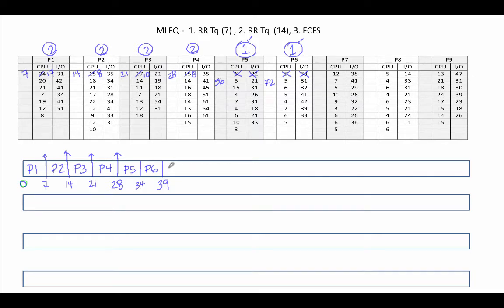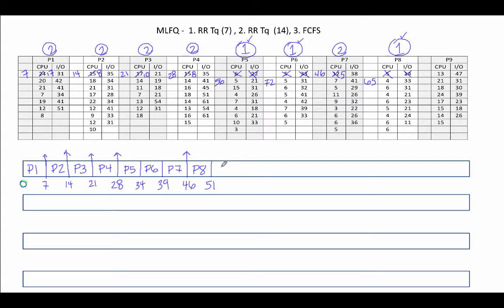P7 has a CPU burst of 12, so P7 will be able to get 7 time units of its 12 time unit CPU burst. So it will be preempted at time 46, and it will be downgraded to a level 2. We'll have a new arrival time at time 46, and we'll have 5 time units left of its original CPU burst. P8 has a CPU burst of 5, so P8 will go until time 51. Will remain a level 1, and we'll go out to I/O for 14 time units, and we'll come back at time 65.